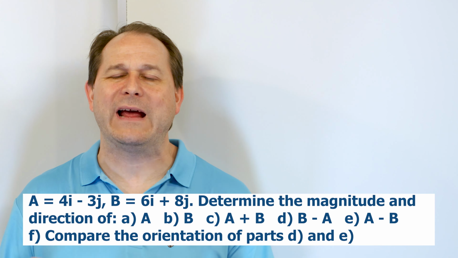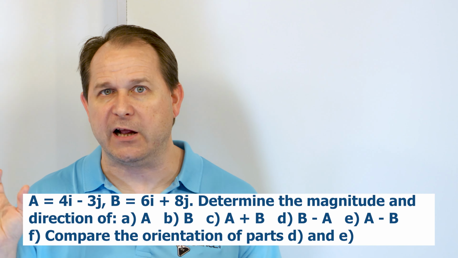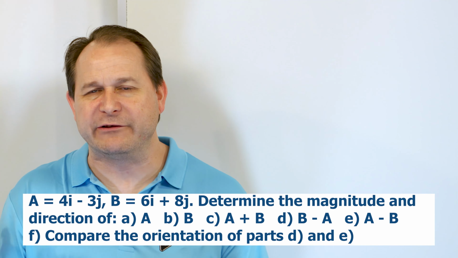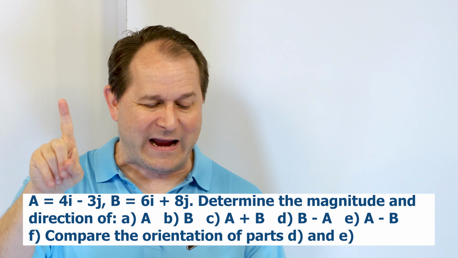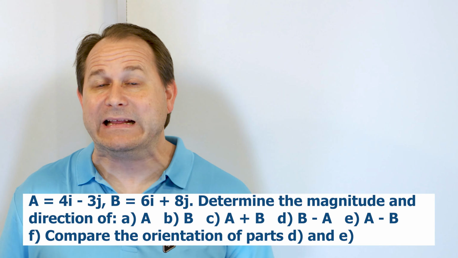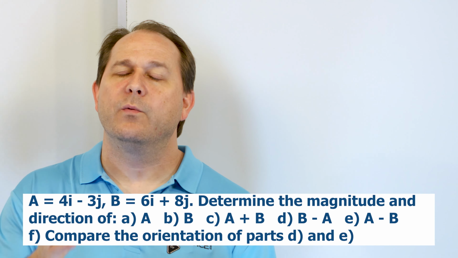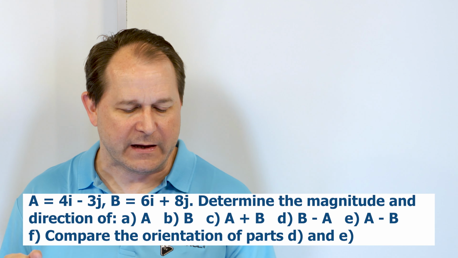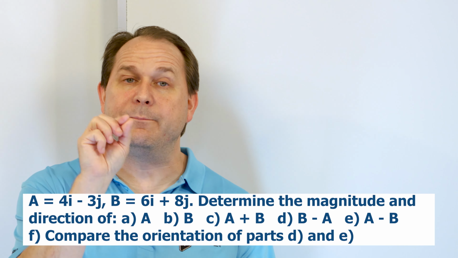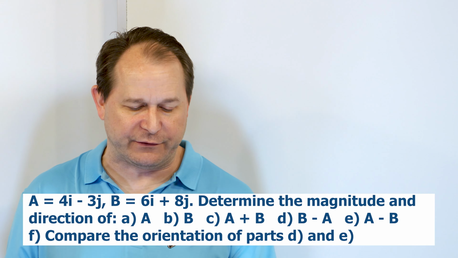Determine the magnitude and directions of the following. We have A, B, C, D. It'll have a bunch of little parts. Magnitude and direction of vector A, that's part A. Vector B, that's part B. Part C, we have A plus B. We're going to add the two vectors and find their magnitude and direction. And then part D, we're going to subtract B minus A, find that magnitude and direction.